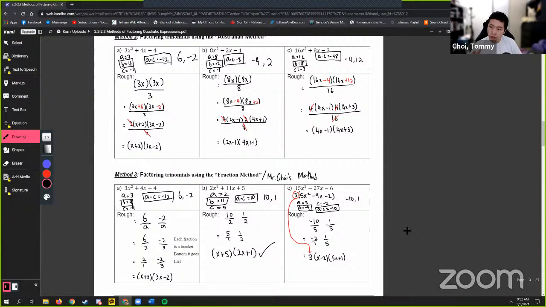So we're going to move on to why we factor. What's the point, right? A lot of you always have that question in math. What is the point of factoring in the first place? What is this going to give us? What does this do for us? Which is a very valid question.